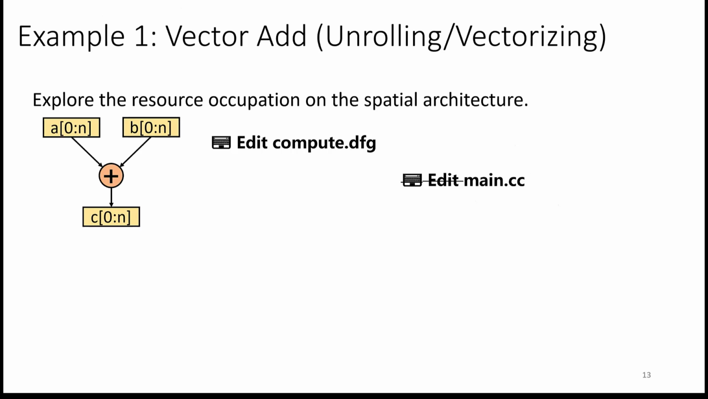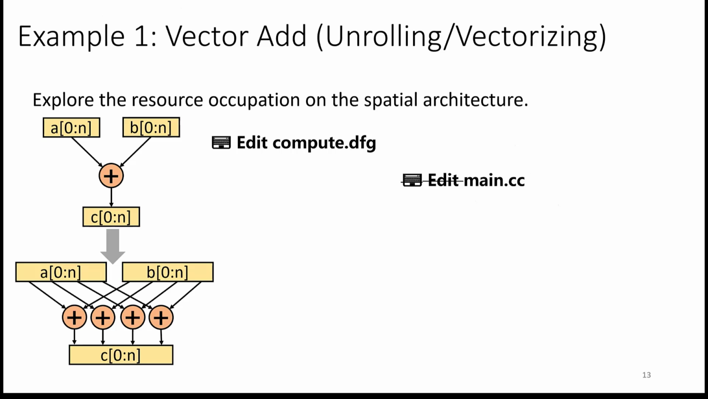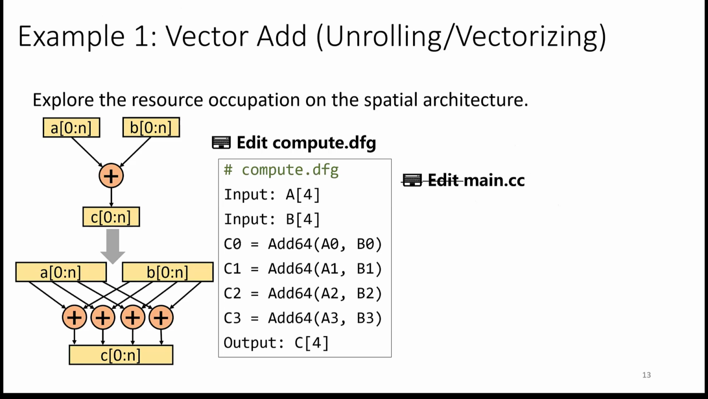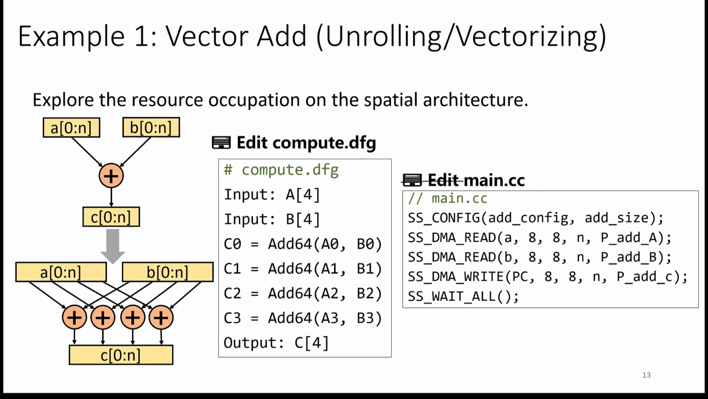So instead of offloading only one addition on the spatial architecture, what we need to do is to offload more instructions, more additions, onto the spatial architecture in a SIMD style. Doing this is really simple. You just need to increase the bandwidth of the ports and duplicate the addition instructions, but the host control still stays the same, since the amount of data processed by the spatial architecture doesn't change.